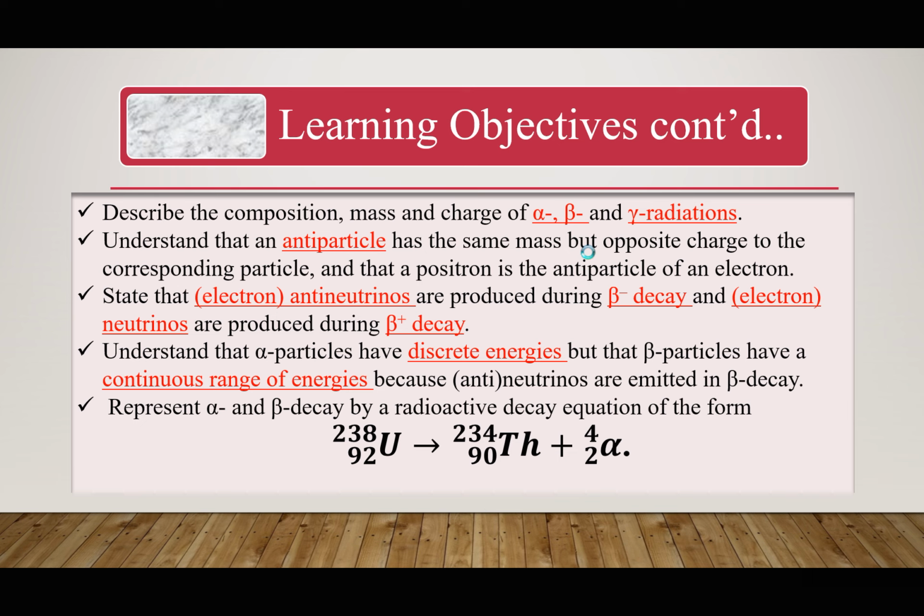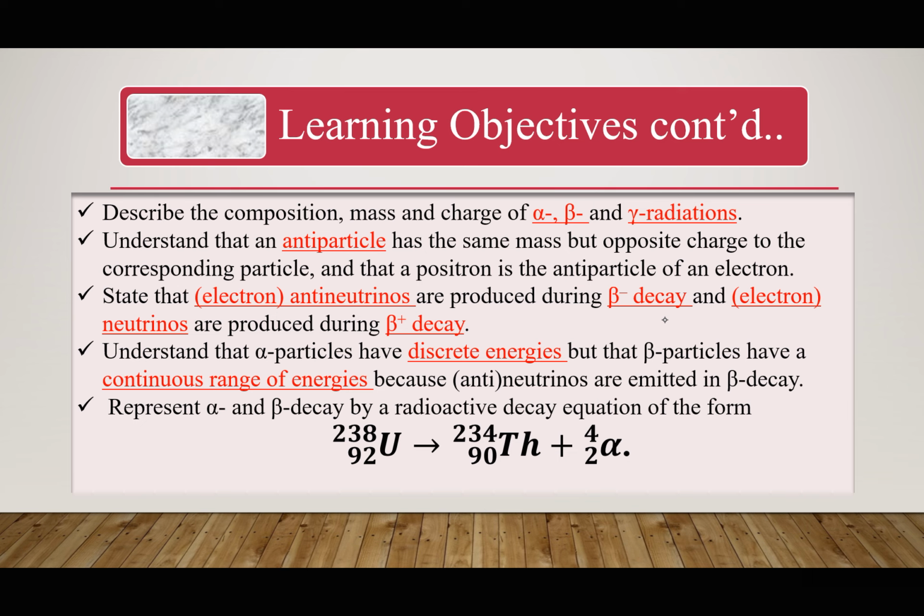We shall understand that an antiparticle has the same mass but opposite charge to the corresponding particle, and that a positron is the antiparticle of an electron. So we shall see that a positron is like a positive electron. We should state that electron antineutrinos are produced during beta minus decay, and electron neutrinos are produced during beta positive decay.